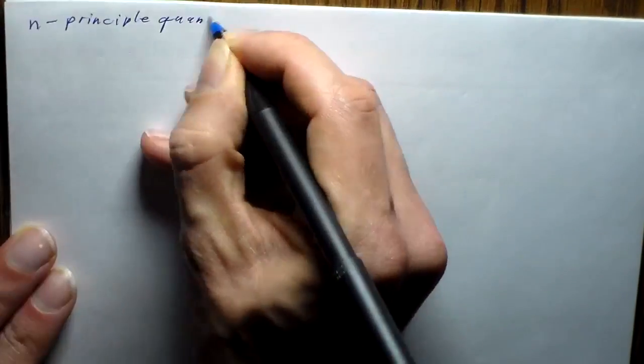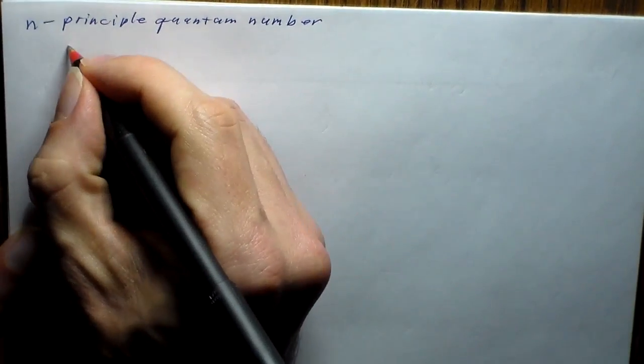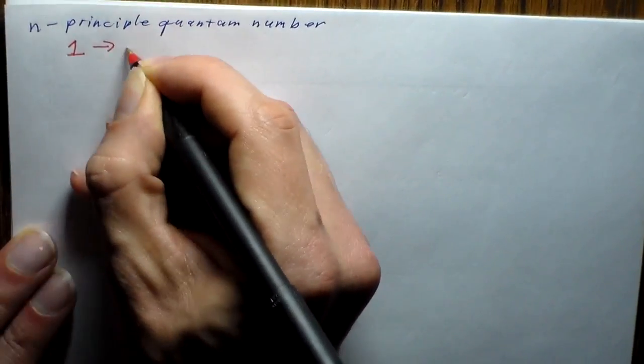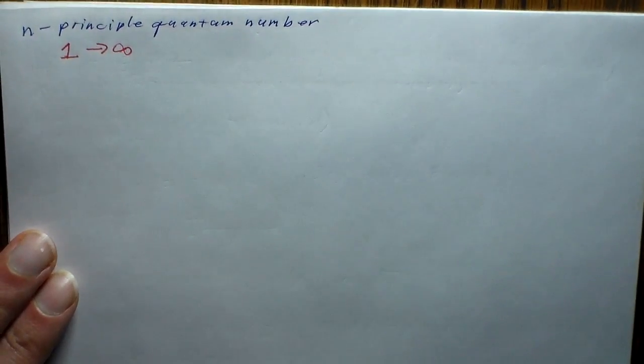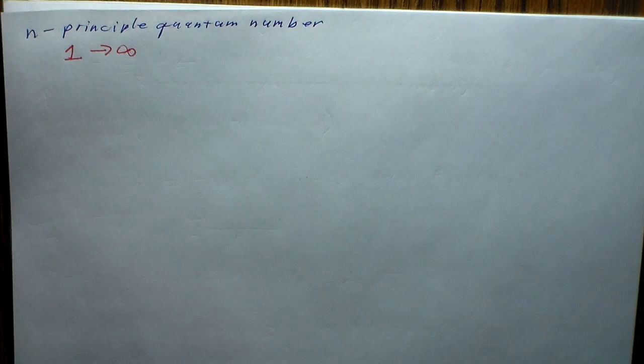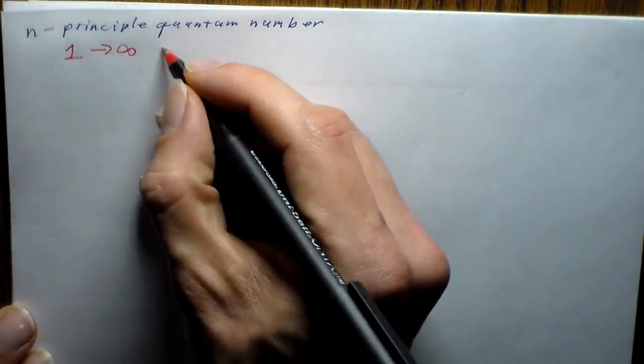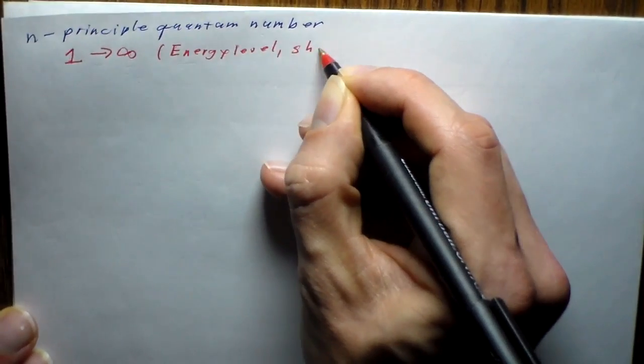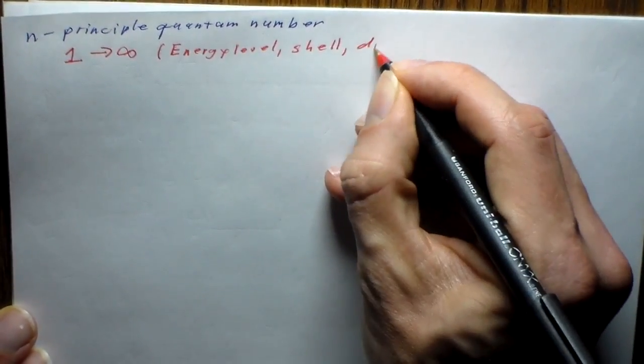We're going to start off with the first 3, and these first 3 come from the Schrodinger equation. They are n, the principal quantum number, L, the angular momentum quantum number, and m sub L, our magnetic quantum number. So n is your principal quantum number, and this goes from 1 all the way up to infinity. Obviously, it's not going to have all those values, but it can take on any value between 1 and infinity. Essentially, this describes your energy level, which is also your shell, and essentially the distance from the nucleus.